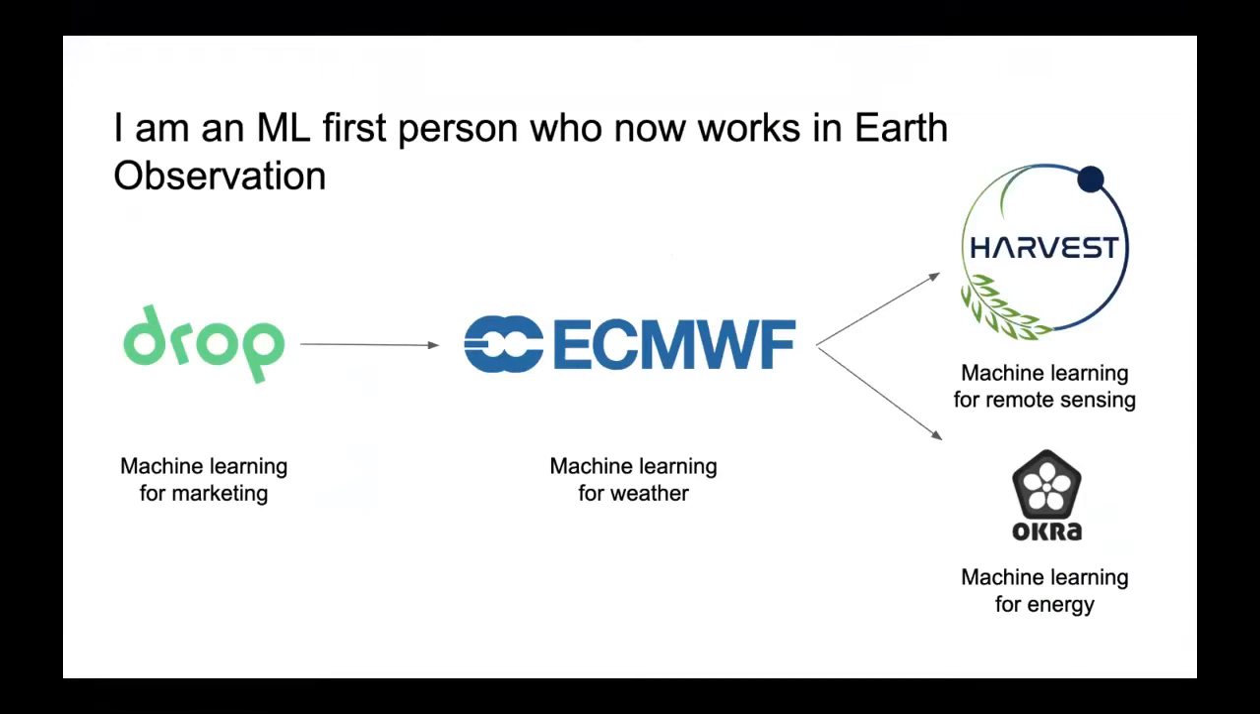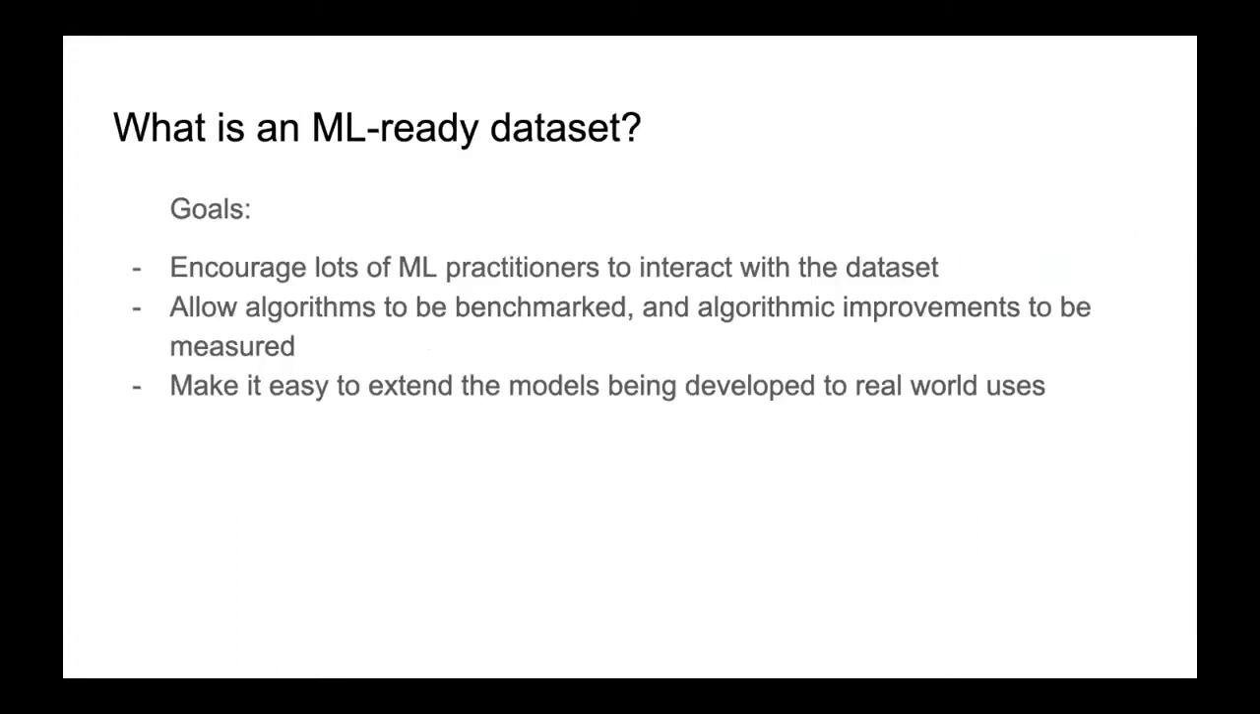So I've worked on implementing and deploying machine learning algorithms in a range of domains, from marketing to drought forecasting to agriculture to solar energy. So to emphasize, I think my background and the perspective I'm coming from is maybe a little bit different than a lot of other folks here. So I'm going to talk today about how we can develop machine learning ready data sets for remote sensing.